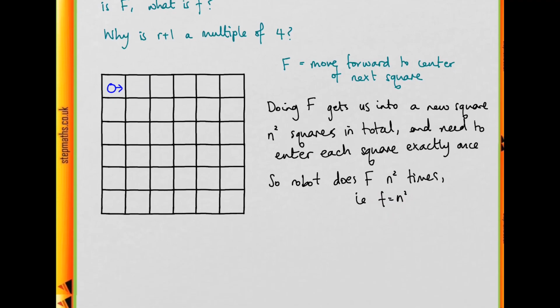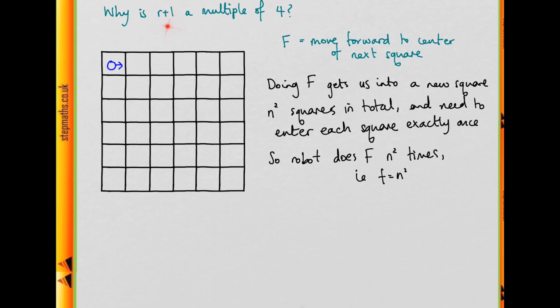Okay, so now we just need to work out why r plus 1 is a multiple of 4. Let's have a think about what directions the robot is facing. To begin with, we know that this robot is facing to the right. And after it has gone through all of the squares, the only way it can get back to the square that it started from is from this one.